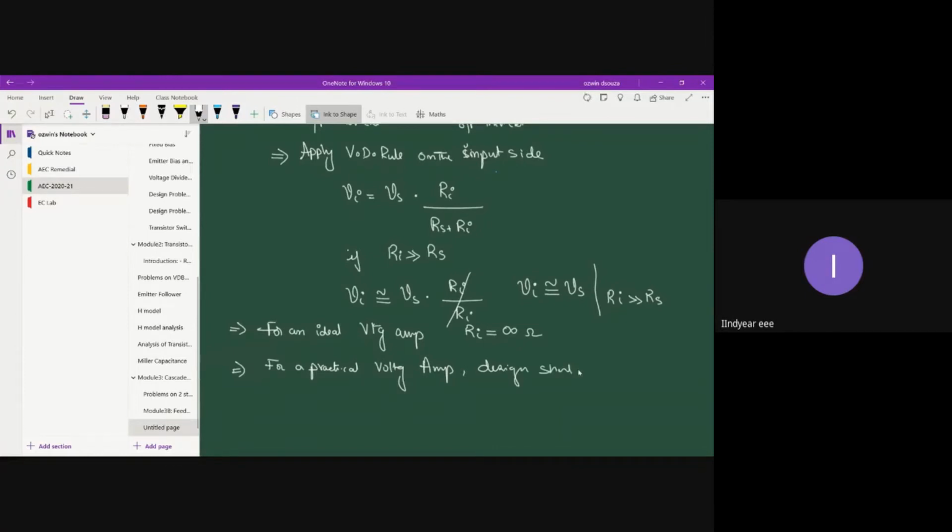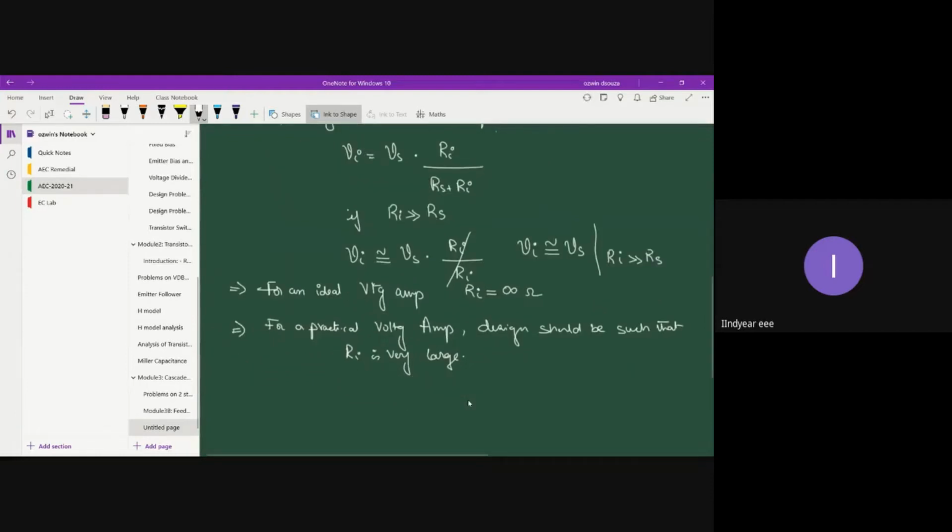Design should be such that Ri is very large. All right, so that is what you get to know from the input side. Okay, let me just mark this result. Okay, and similarly, let me mark this result as well. Okay, fine. Now let us pay our attention to the output side.